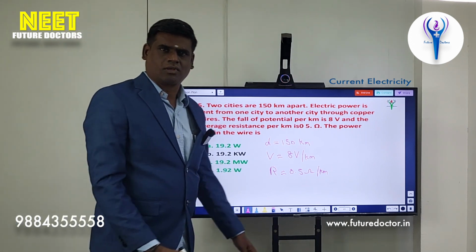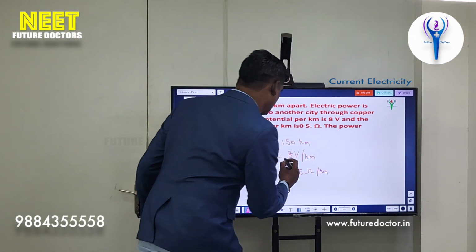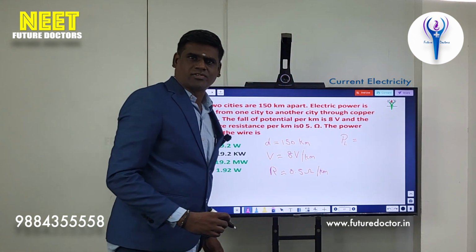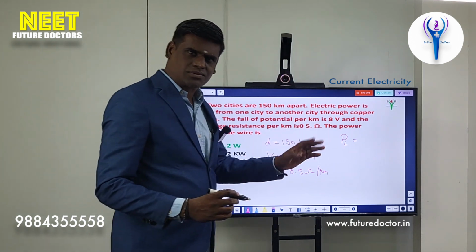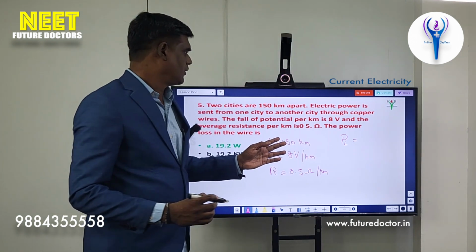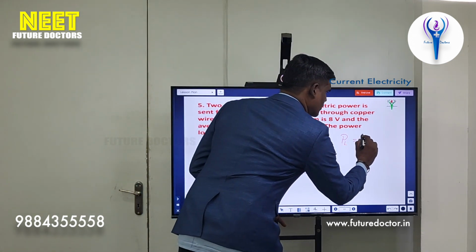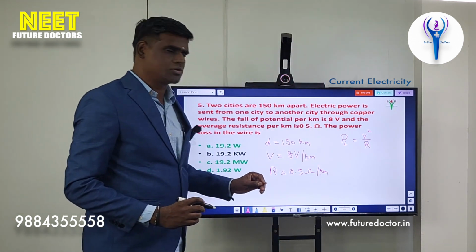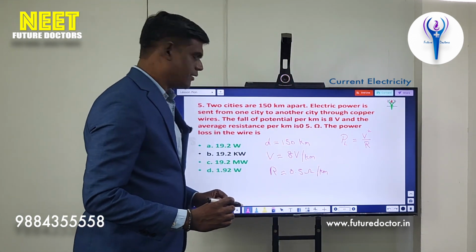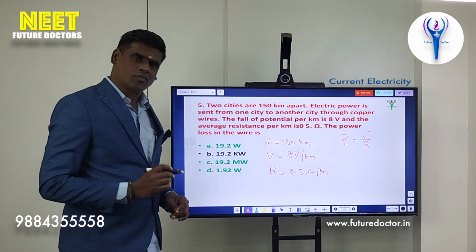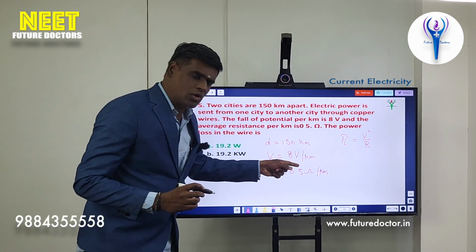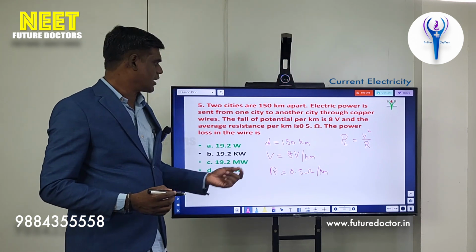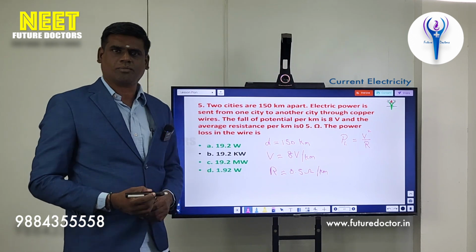Then what do you want to find? Power loss. The formula for power loss is in terms of V and R. Power loss, actual main power, equals V into I. By substituting I in terms of R, as per this, power loss equals V square by R. And in two ways you can work out this problem. One is 8 volt per kilometer: fall of potential is 8 volt for 1 kilometer, then for 150 kilometers.